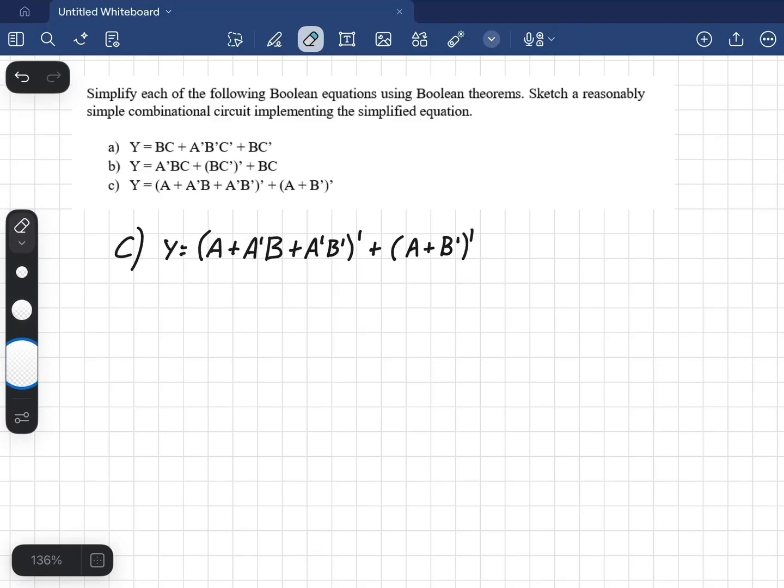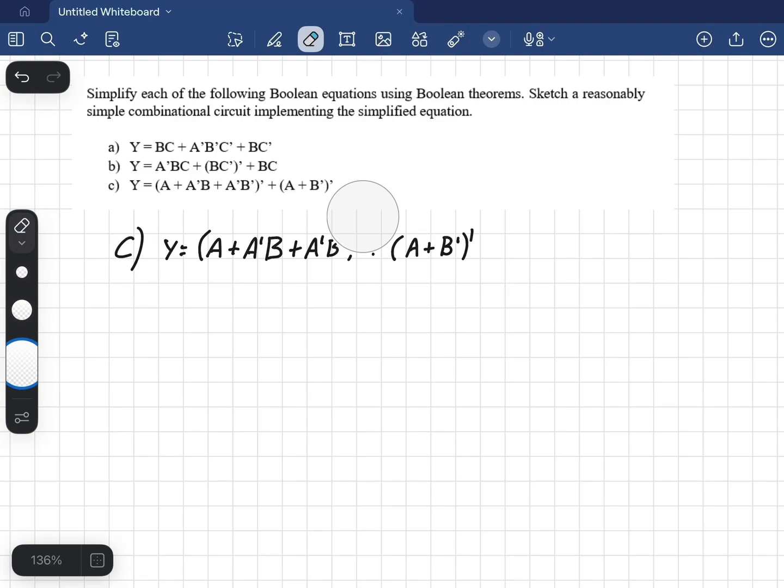Finally, let's move on to problem C. This problem looks very intimidating at first glance because of the nested parentheses and multiple inversion bars, but just like the previous problems, the best way to start is looking for the low-hanging fruit. If you notice this inversion bar and your first idea was De Morgan's law, that is a good idea, but before we do that, we're actually able to simplify within the parentheses, and it'll make it much easier in the end.